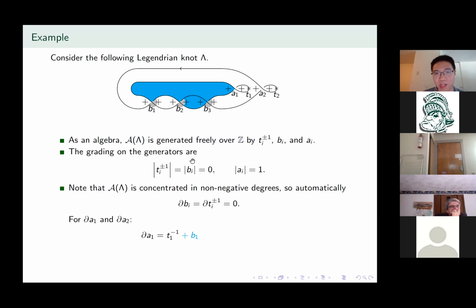So this is plus B1, and then here you also have a plus B3. So you go here, and then you turn at B3 and go back. Here, plus B3. And the last one is B1, B2, B3. So you have B1, B2, and then B3, and then go back. So this is the differential of A1.